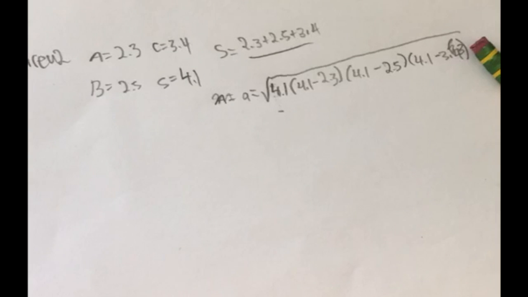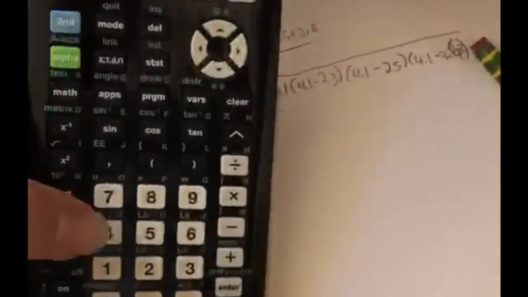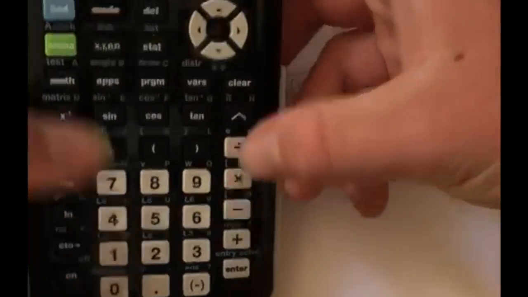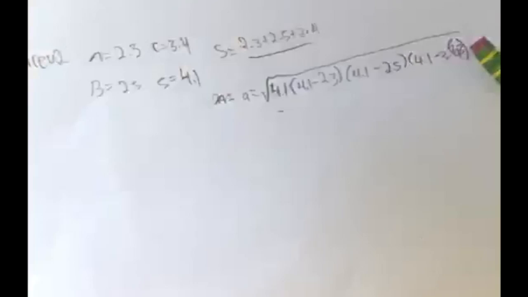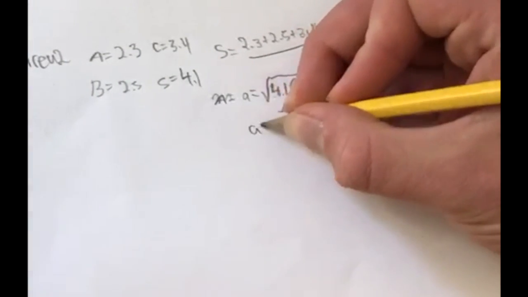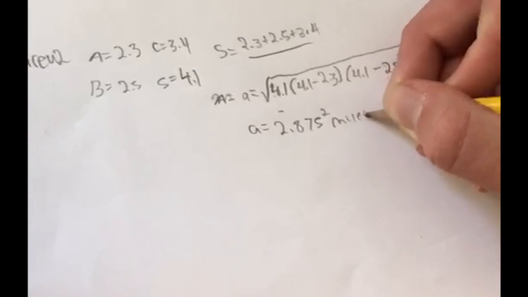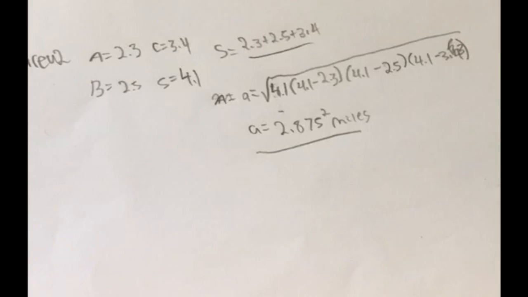So once we plug that all into the calculator, we are going to get the square root of 4.1, 4.1, and then 4.1 minus 2.3, which is A, and then 4.1 minus 2.5, which is B, and then 4.1 minus 3.4, and that should give us area is equal to 2.875 squared miles. Okay, awesome. On to the next one.